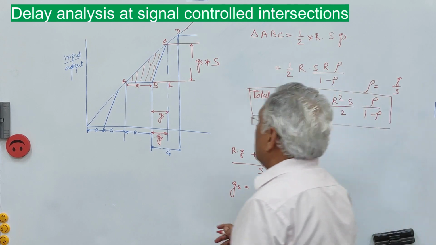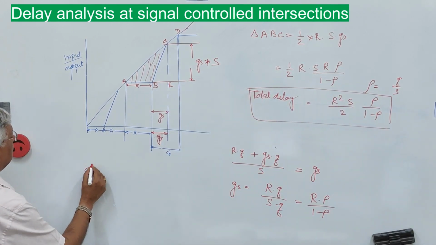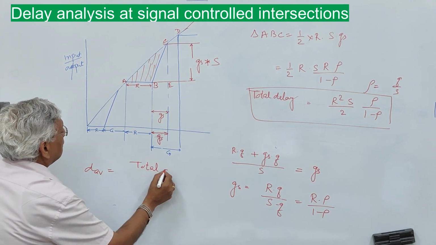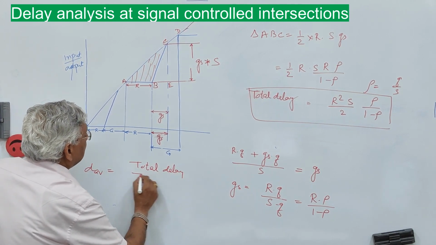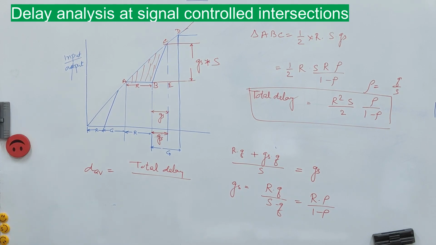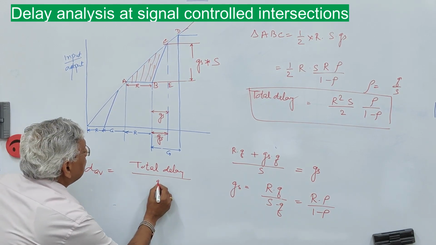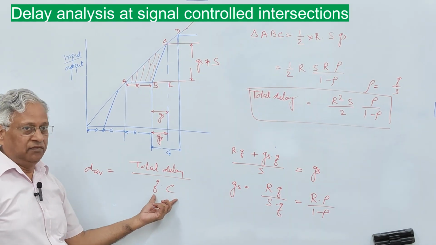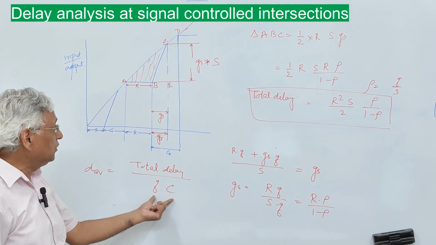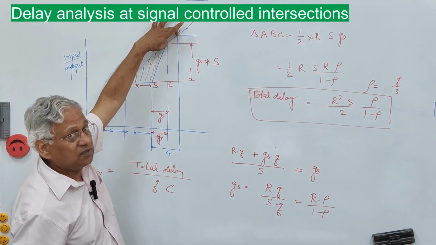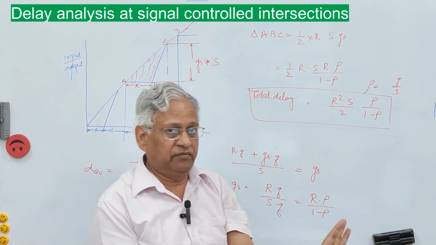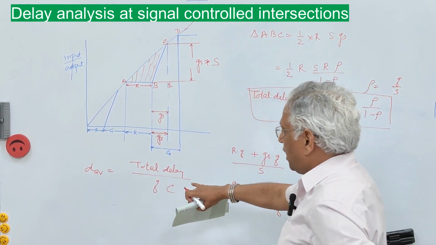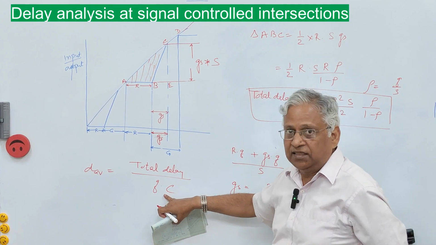And therefore, the average delay, D average, will be the total delay divided by the total number of vehicles using the cycle. That is Q into C. How many vehicles arrive? This Q into C includes the part where there is no stopping of the vehicles. Vehicles are coming and going. So Q into C is the total number of arrivals in a cycle length C.